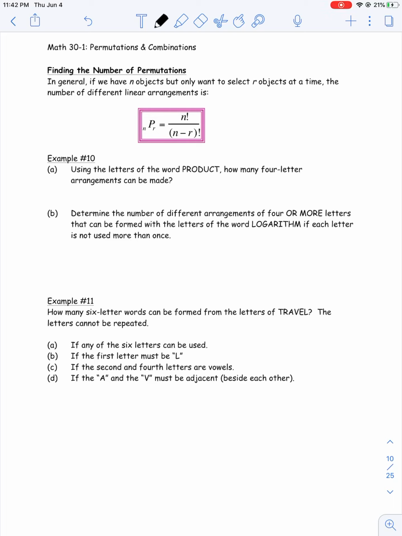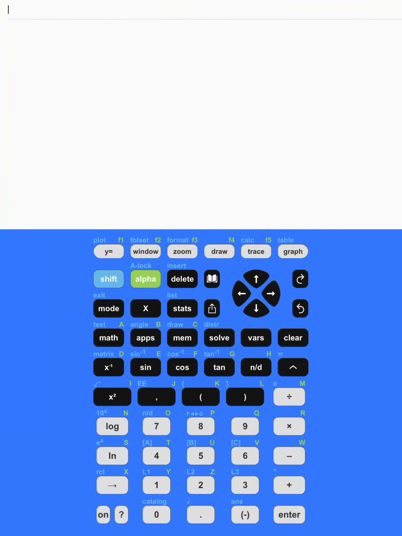So nPr is similar to that factorial notation. If I did 4 factorial, that would be like saying there's 4 choices going into 4 spots. In our calculators, a way of putting that in, just to show you that they are equivalent: if I put 4, math, probability, number 4, I get 24. And if I put 4, math, probability, number 2, which is nPr, and then put 4 spots, that also gives me the exact same answer.